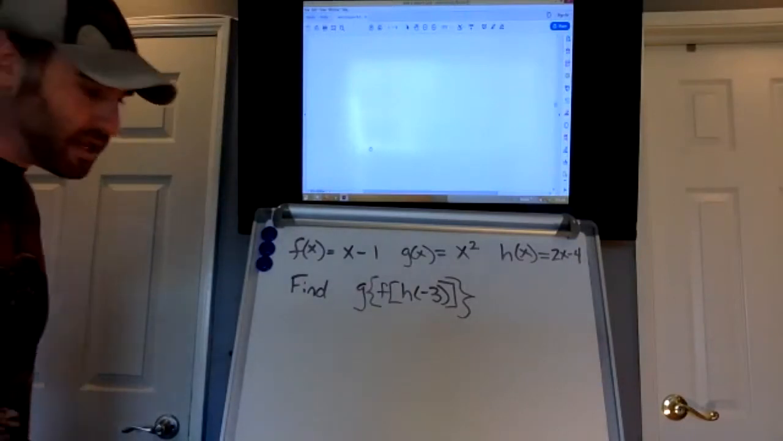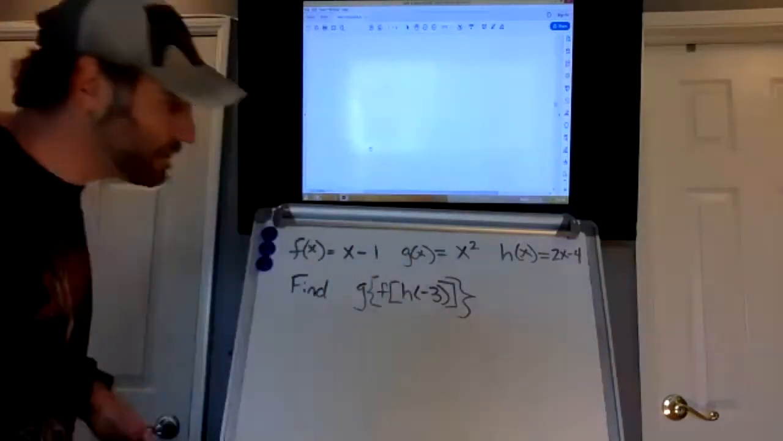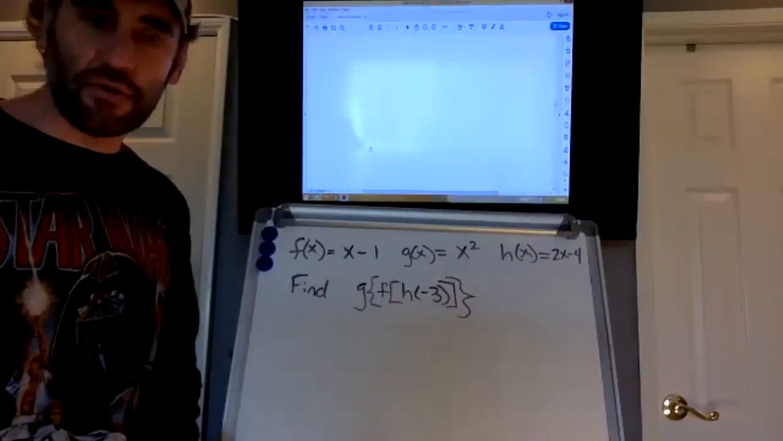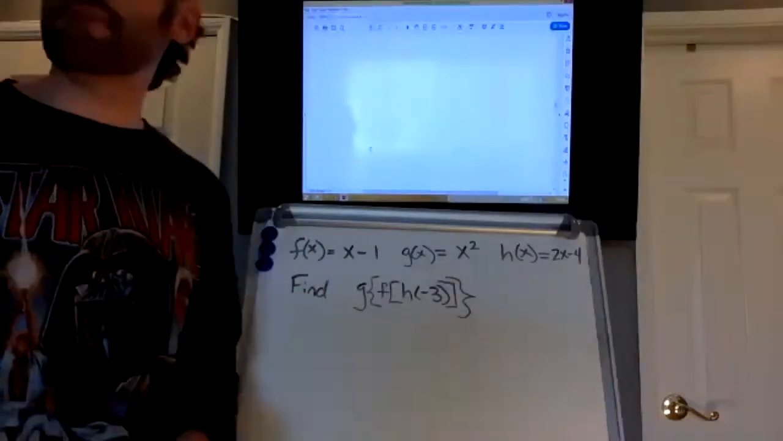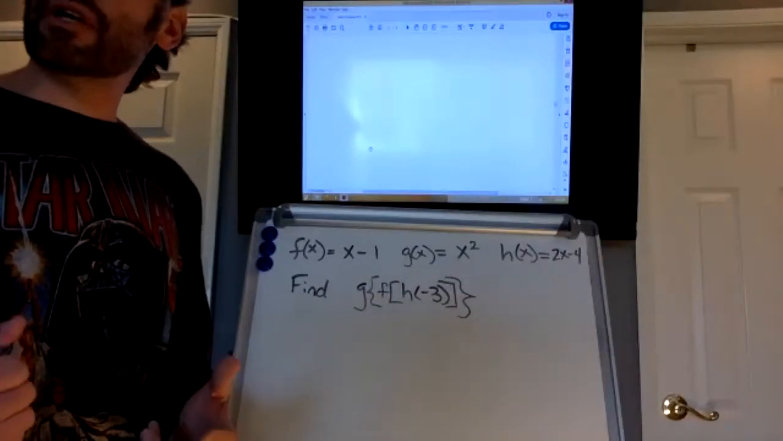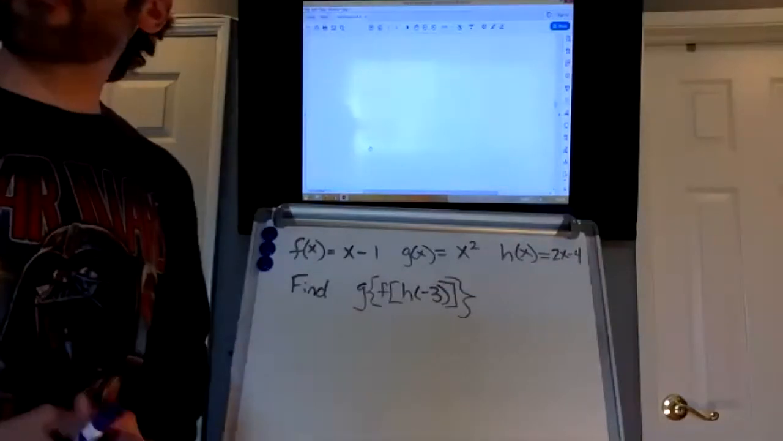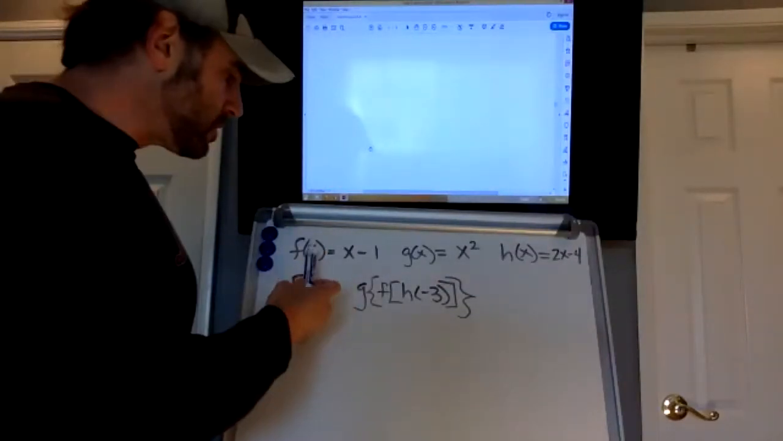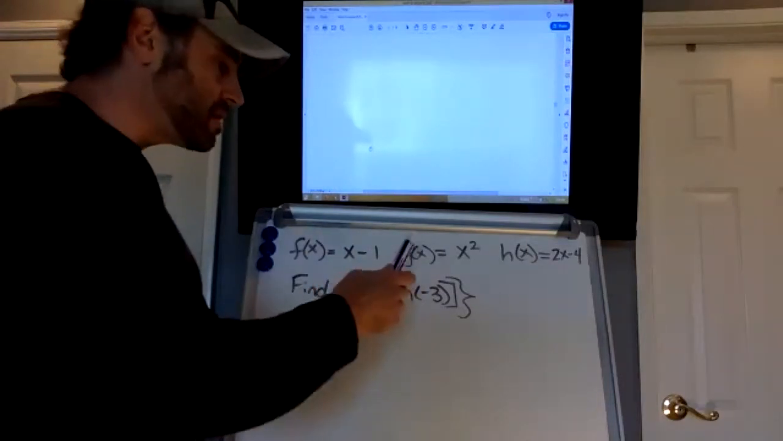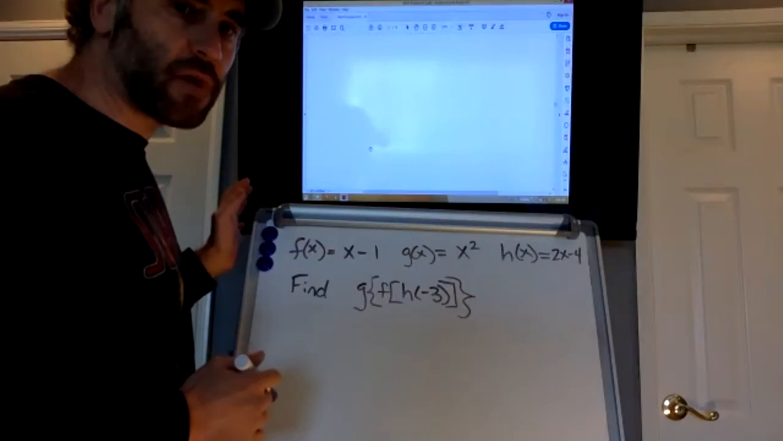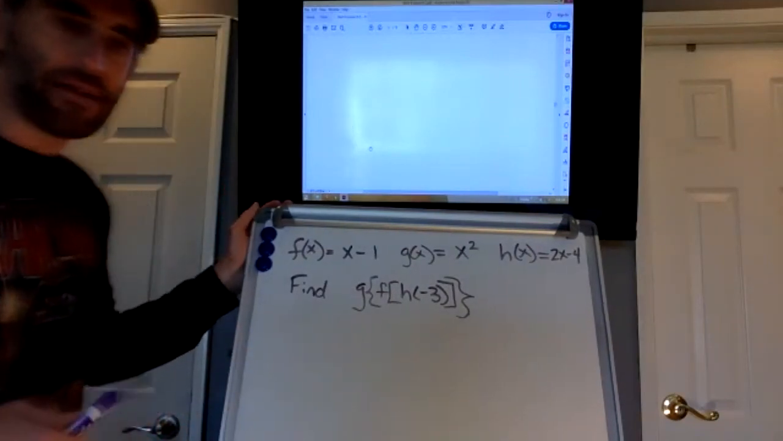Good morning, everybody. Happy Monday. Here we go. Functions. Functions are machines that help you predict the future of what's going to happen. So if you put in an input, a function machine will give you exactly one output. Okay? So these are different function machines: f of x, g of x, h of x. They all depend on what x is. x is the independent variable.